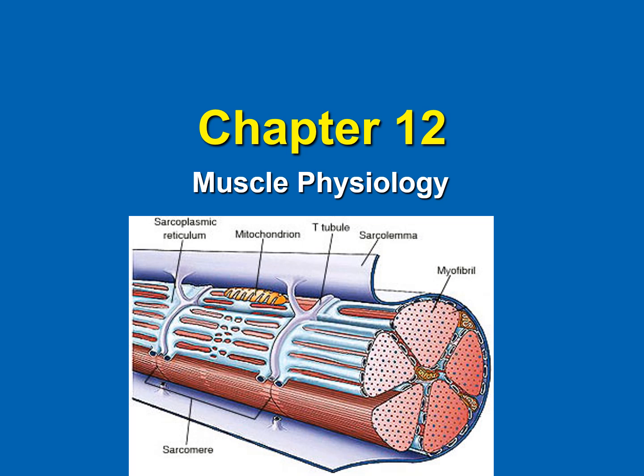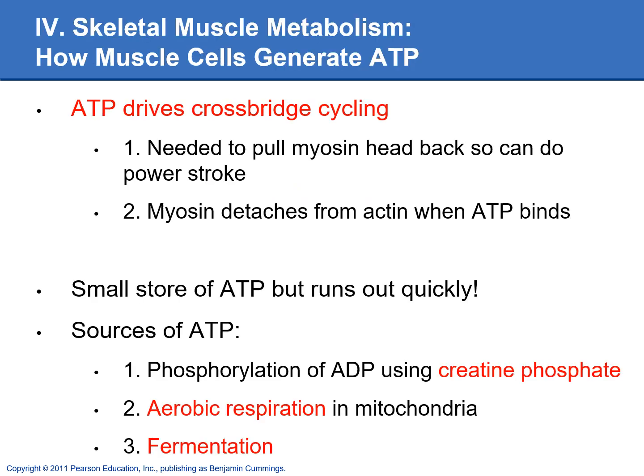We're going to look at how muscles make ATP in this video. So we need ATP for two things during muscle contraction. One is we need it to pull the myosin head back so it can do the power stroke. Remember, that's kind of like pulling the slingshot back.